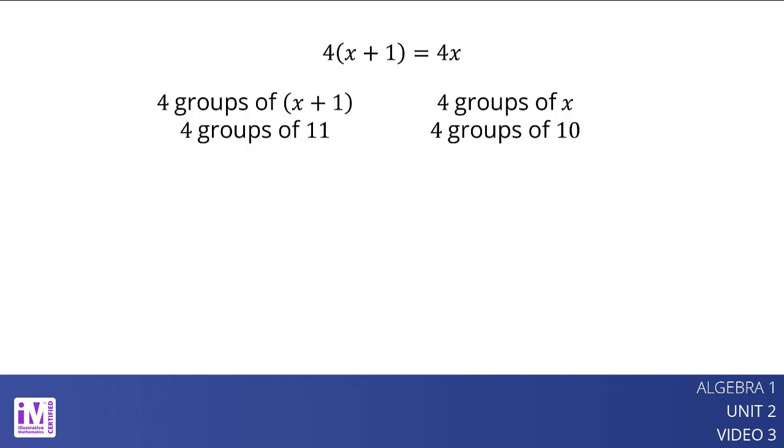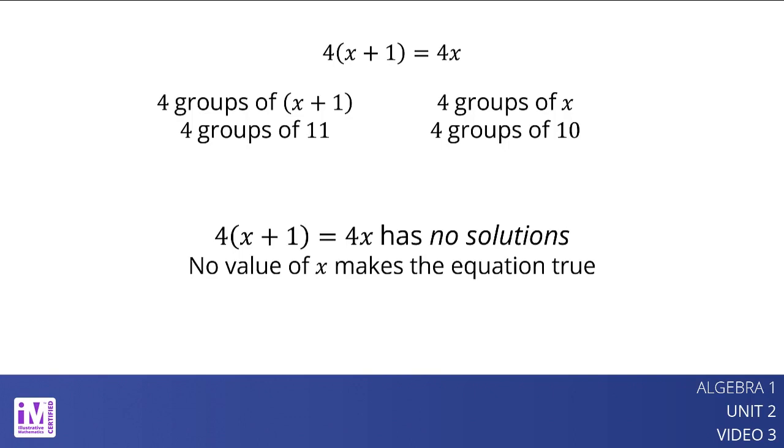Because of this, the moves made to solve the equation would not lead to a solution. The equation 4 times the quantity x plus 1 equals 4x has no solutions because no value of x makes the equation true. Let's look at another example.